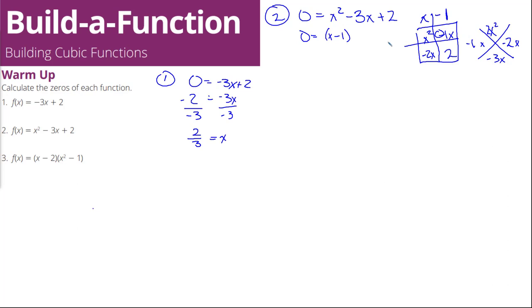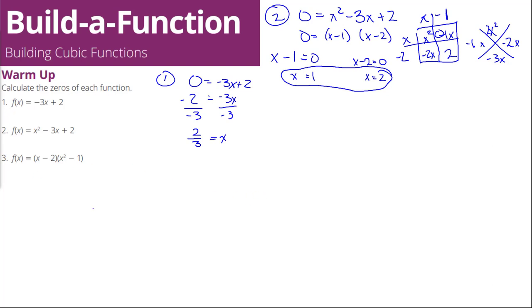My second factor, what can go into this first row? X. Okay, what can go into the second row? Negative 2. So that gives me my second parenthesis. Now all I do is set my parentheses equal to 0 and solve. So x equals 1 and x equals 2 are my two solutions.